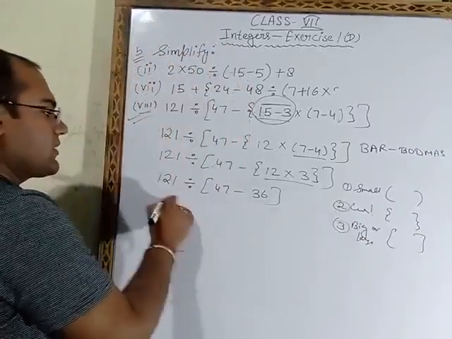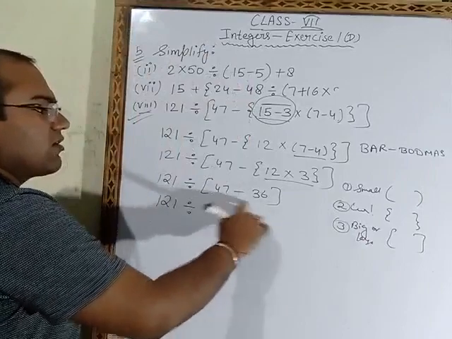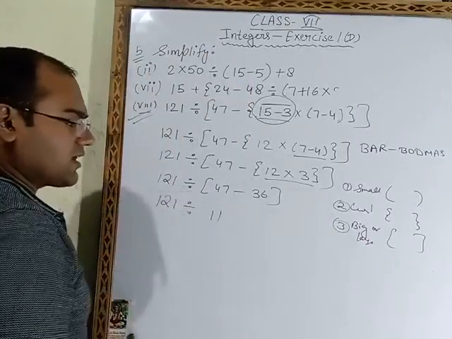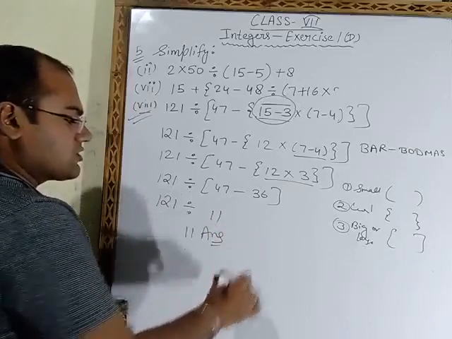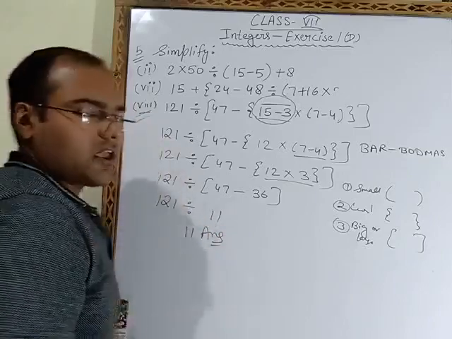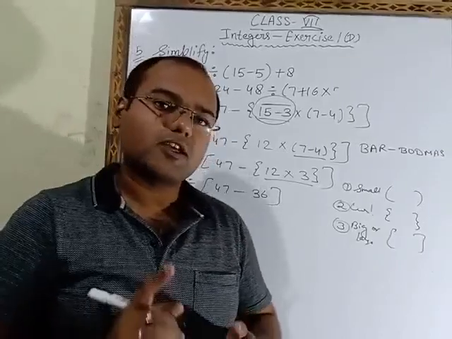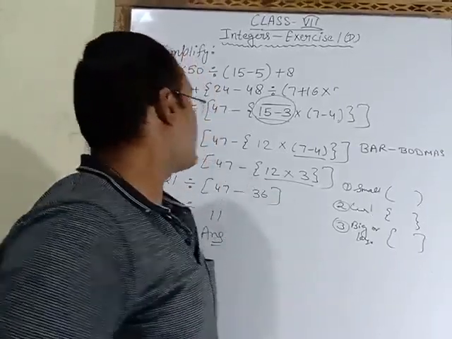Now we will solve this large bracket. 121 divided by, on subtracting these two numbers we will get 11. Now 121 divided by 11 will be 11. So this is your final answer of this 8th part. So like this you have to do all the remaining parts of this question number 5th.